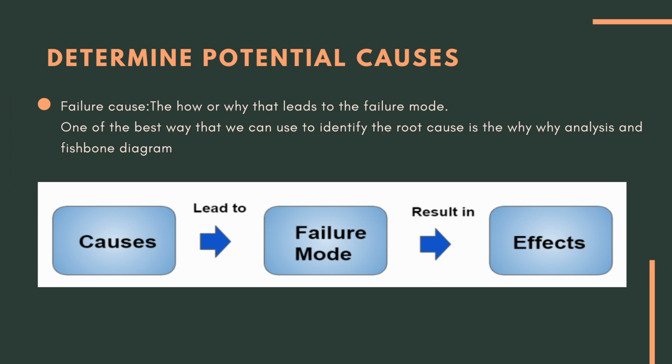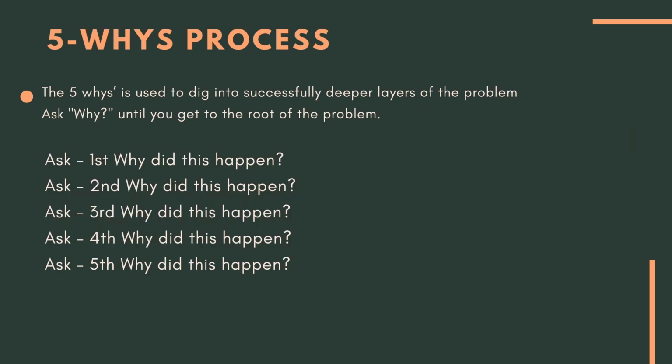Next step is to identify the root cause of the potential failure mode. So failure cause is the how or why that leads to the failure mode. One of the best ways that we can use to identify the root cause is the why analysis and fishbone diagram. Regarding the 5 whys, the process is used to dig into successively deeper layers of the problem. So you need to ask why until you get to the root of the problem.